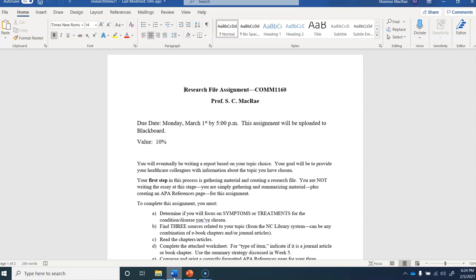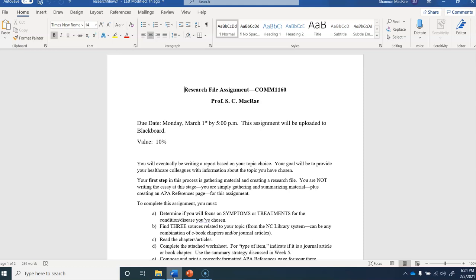I just want to make it really clear, though, that I'm not asking you to write the report at this stage. We're simply gathering information with the research file assignment. You will have lots of time after the break in which to write the report. All you're doing is gathering information and writing some summaries at this stage. So please do not panic and think that you need to write a big report. We're not at that stage yet, okay? We're only at the information gathering stage.